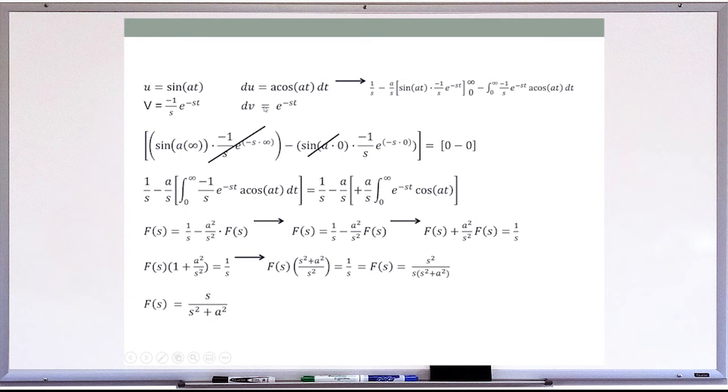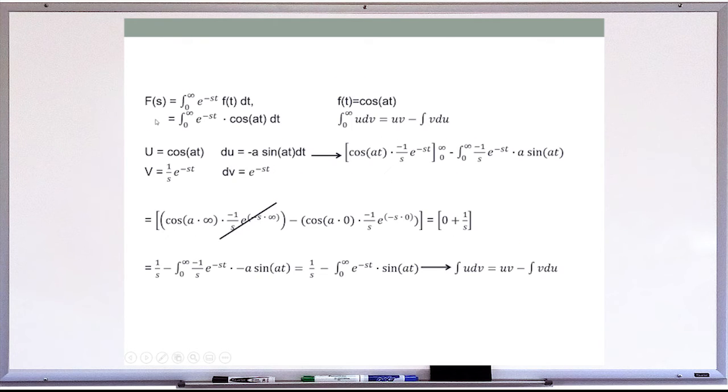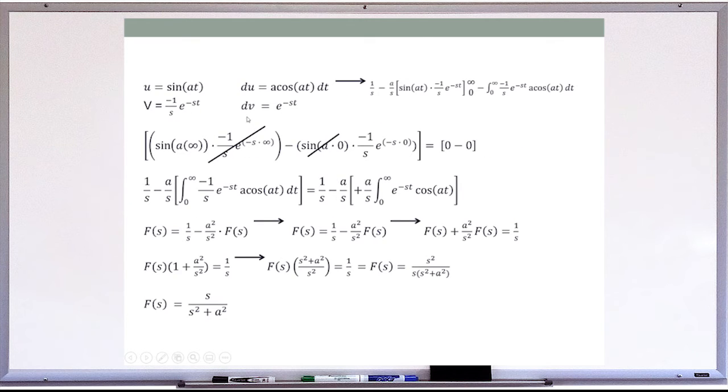In order to use it a second time, we have to set the values for u, du, v, and dv. We set u is equal to sine a times t, du is equal to a cosine a times t dt, and dv and v are the same as the first part of the problem we went over. So dv is simply e to the negative st, and v is equal to negative 1 over s e to the negative st. Plugging those into the formula of the integration by parts method, we get this new equation.